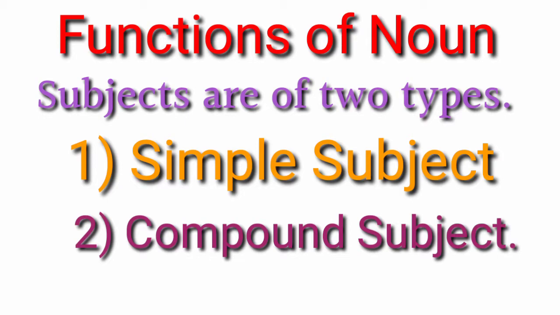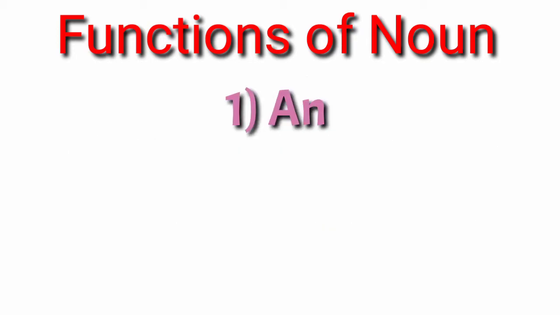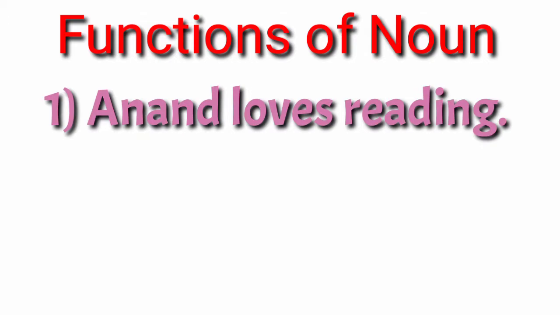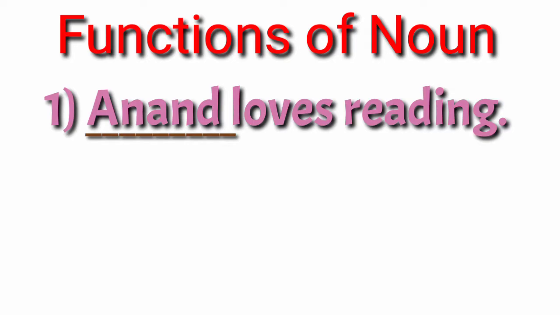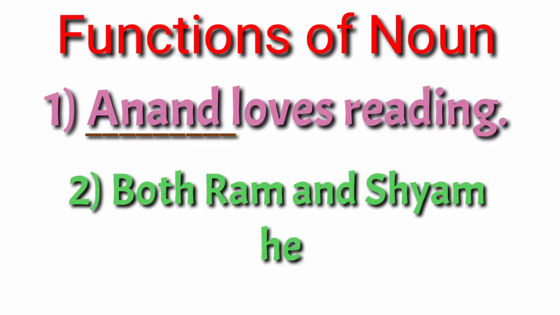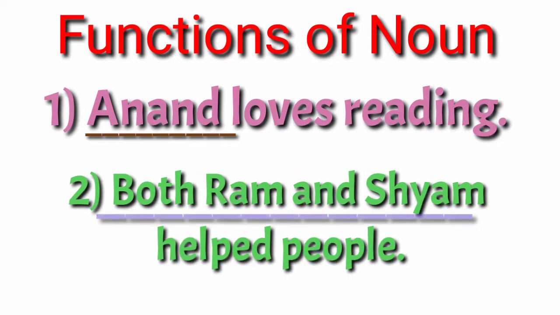For example, if we say Anand loves reading, here is a single subject, Anand. And if we make particular changes and say Ram and Sham help the people, here both Ram and Sham, this is a compound subject, not a single noun. It means Ram helped the people and Sham helped the people, and we have taken both Ram and Sham together. This is called a compound subject.